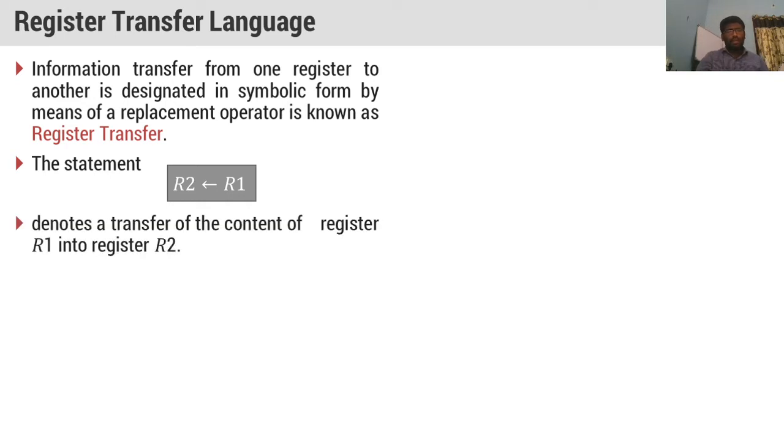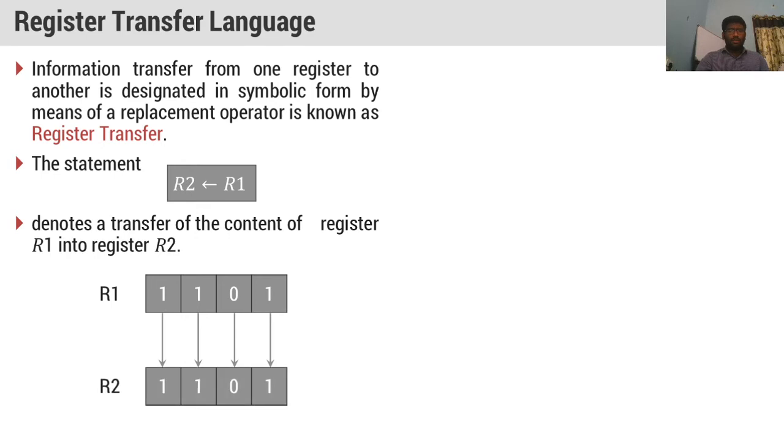Now, the above notation denotes the transfer of content from register R1 into register R2. Let us understand this with an example. R1 has the bits 1101: the first bit is 1, second bit is 1, third bit is 0, fourth bit is 1. So the same contents will be moved to the register R2 as they are. So this is called a register transfer.